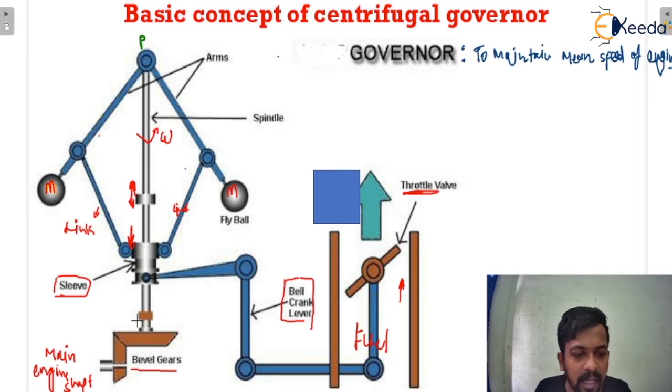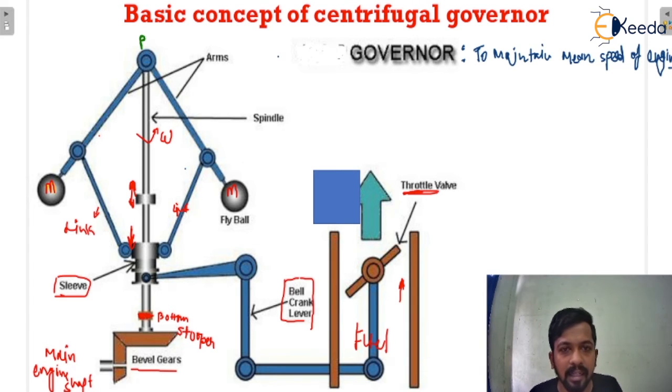When the sleeve hits the bottom stopper, you can see this is the bottom stopper, a limit up to which the sleeve can move downward. As the sleeve hits the bottom stopper, the throttle valve is fully open. This is the condition when maximum fuel will be supplied, and when the maximum fuel is supplied, there will be maximum power generation in the engine. Are you getting my point?